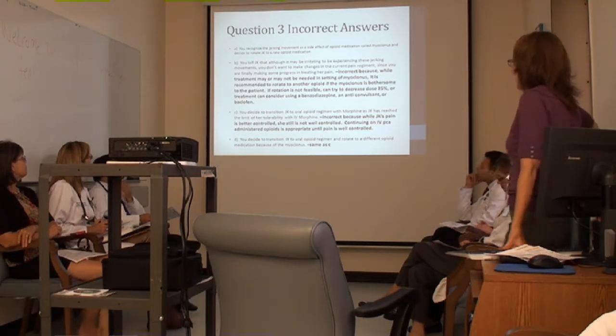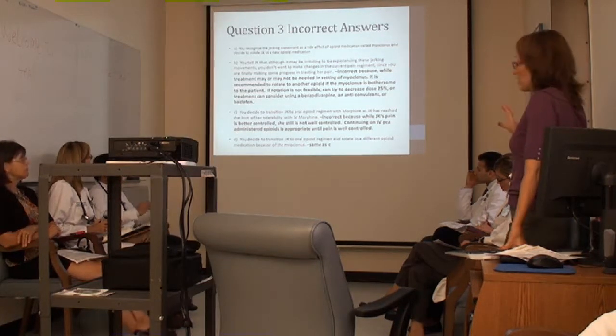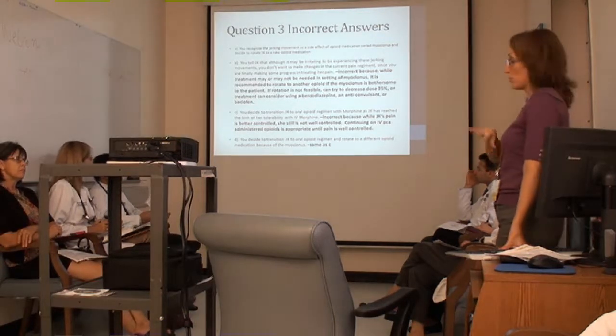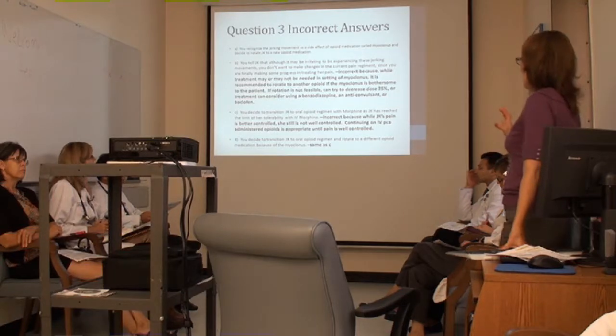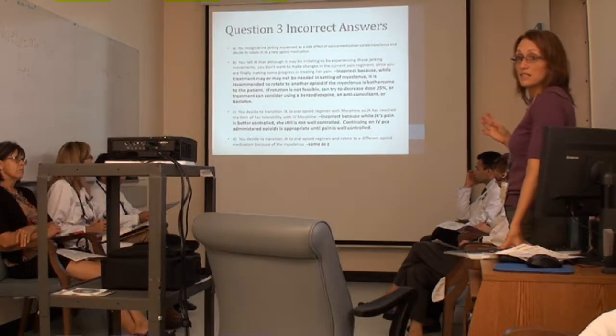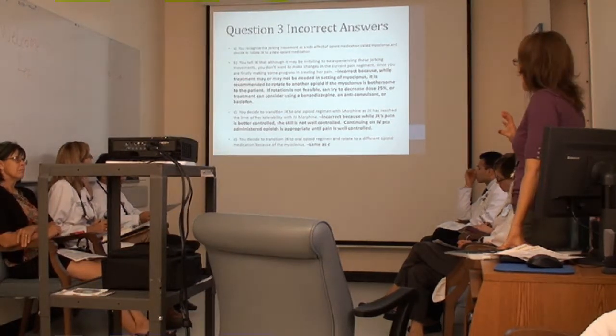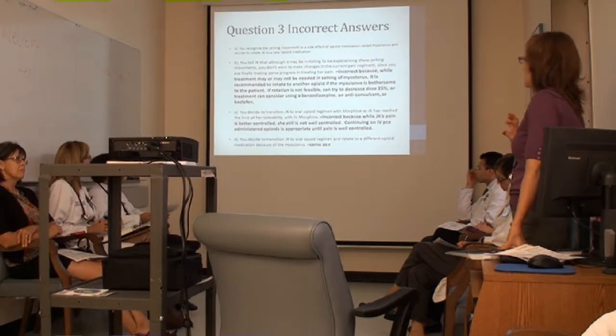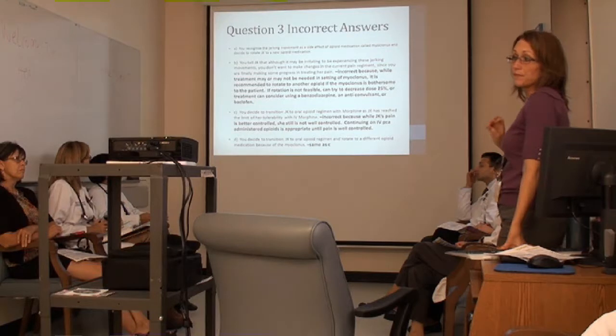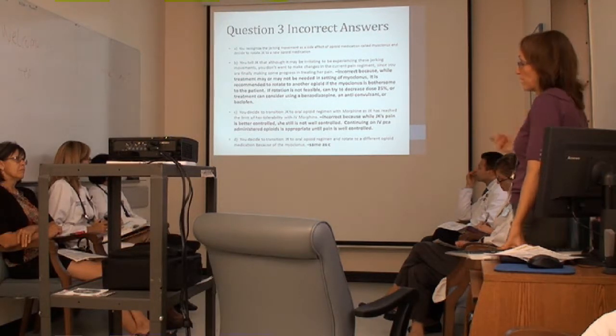If you can't rotate to another opioid for whatever reason, maybe they're allergic to everything else, then you can try to decrease the dose by 25% and see if that takes care of it. Or you can treat with a benzodiazepine, an anticonvulsant, or baclofen. Those are ways to treat through that myoclonus.